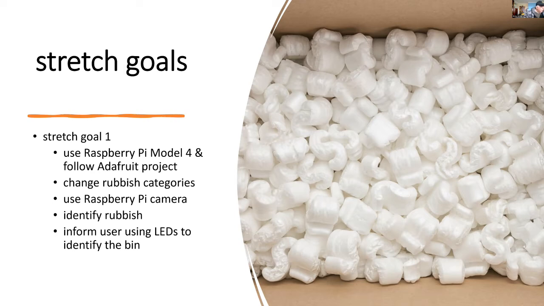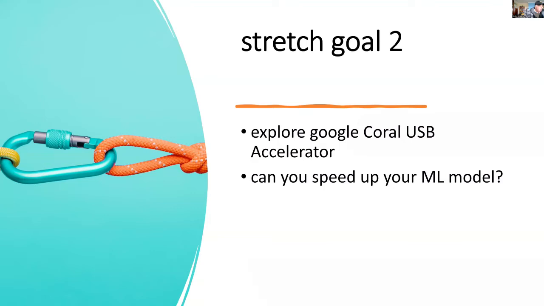You can use the categories in the standard project, but you can change those to suit the conditions in your school yourself. And in this stretch project, we're going to use the Raspberry Pi to identify rubbish, and we'll inform the user using LEDs that identify the correct bin. So that'll give them a bit of feedback. So stretch goal 2, and we're unlikely to be able to do that this year, we'll use a Coral USB accelerator to speed up the whole process. And it'll be interesting to see how much it does that.